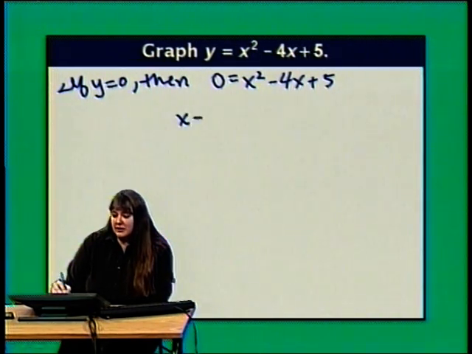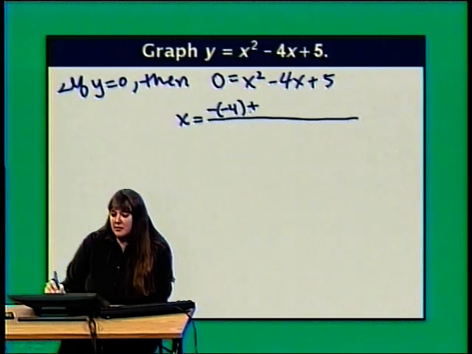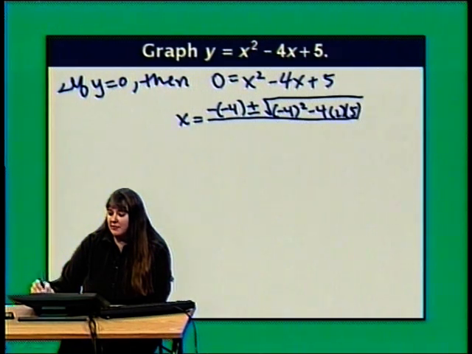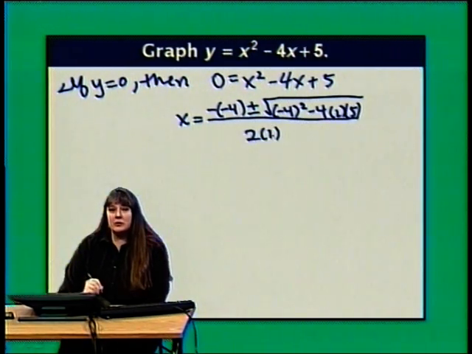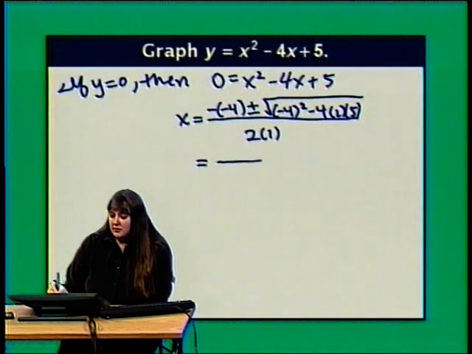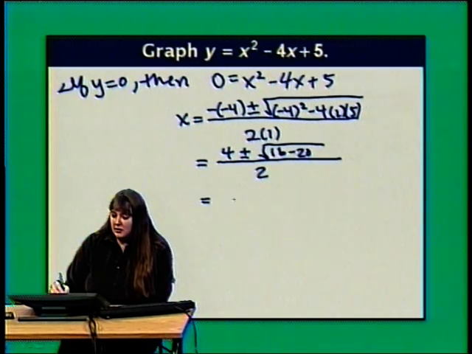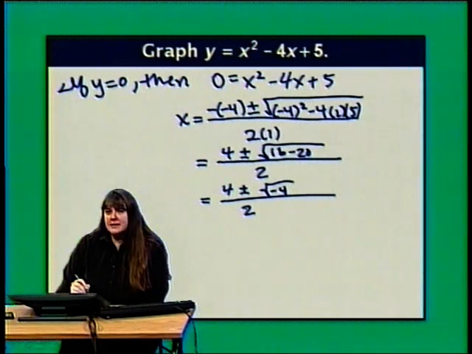So the quadratic formula tells me that x equals the opposite of b, that's the opposite of negative 4, plus or minus the square root of b squared, so that's the square of negative 4, minus 4 times a, which is 1, times c, which is 5, all over 2a, so that's 2 times 1. So simplifying, I have 4 plus or minus the square root of 16 minus 20, over 2. So that's 4 plus or minus the square root of negative 4, over 2. Since the discriminant is negative, this tells me that there are no x-intercepts.